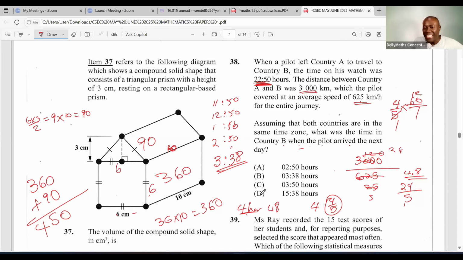You understand? It's not 15 because this is in the night. So this is AM. So it is going to be 3:38 AM. Because remember, after 12 you change to 13, so we are already up to 22. So you are now in the AM. So the answer is B.